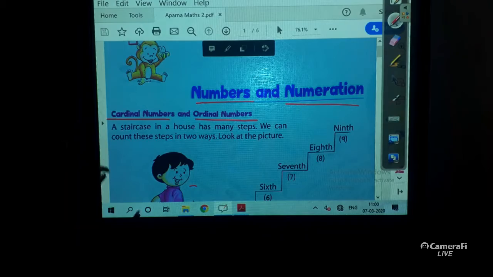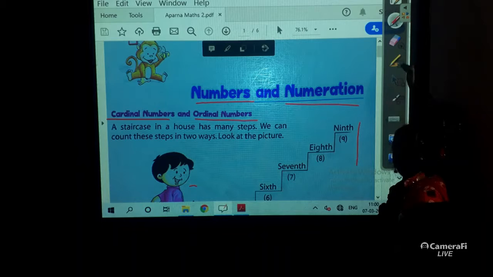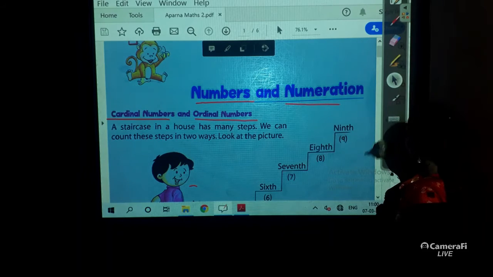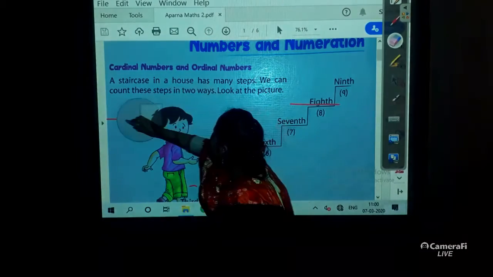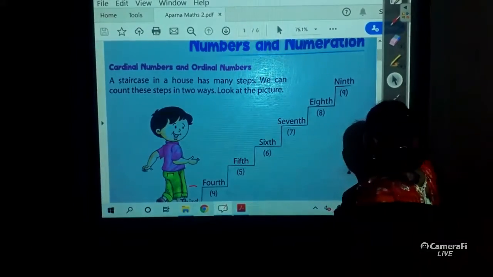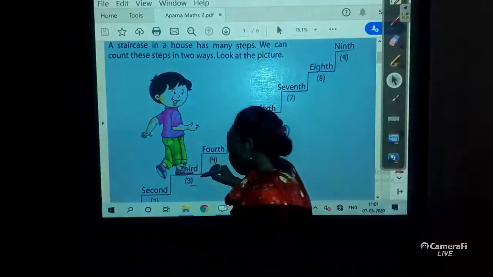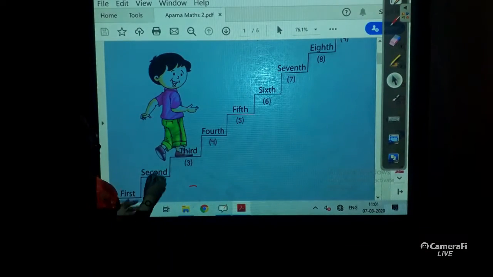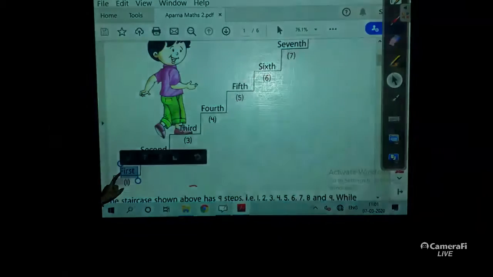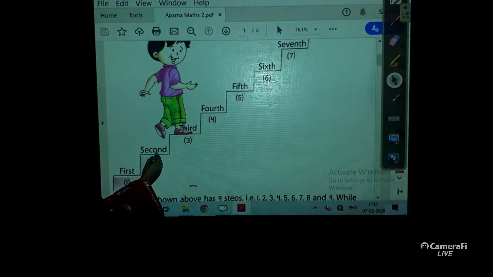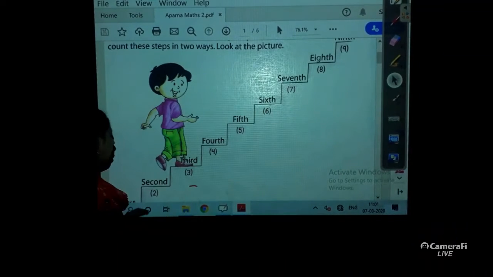So first you can see that a boy is going upstairs by using the stairs, right? See, this is a boy. Suppose his name is Ram. Ram is going upstairs by using these stairs. So this is the first stair. This is second, this is third, fourth, fifth, sixth, and onwards it is going on.